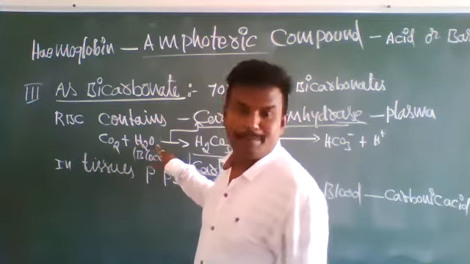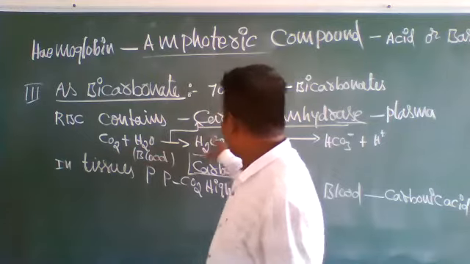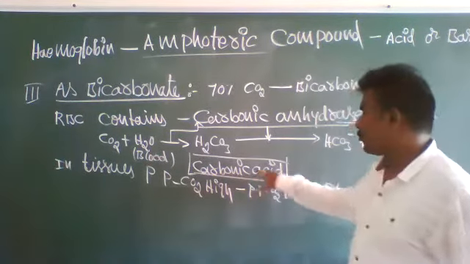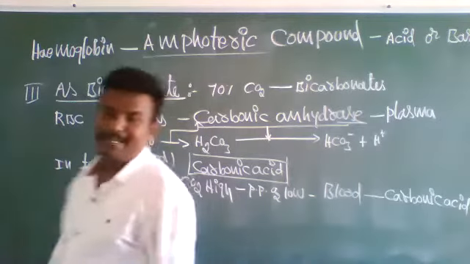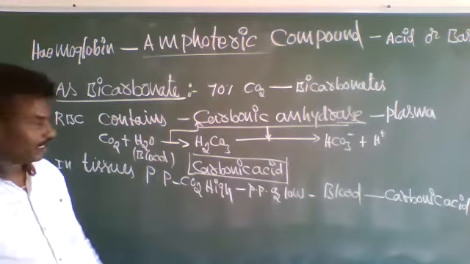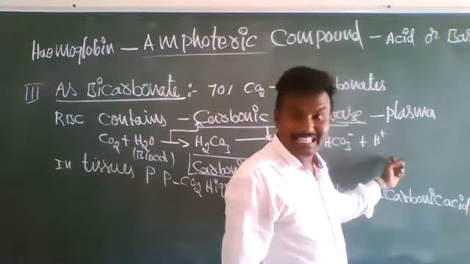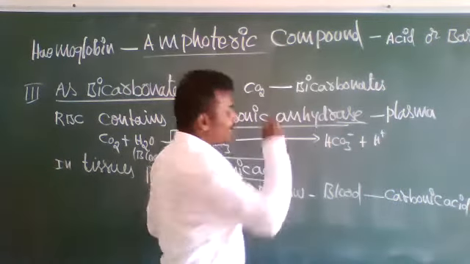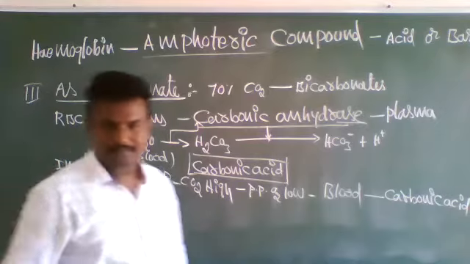In the blood, water will be present. So it will combine with water with the help of this enzyme and forms carbonic acid. This happens in the tissues. This carbonic acid is later converted into bicarbonate ion and H plus ion in the presence of carbonic anhydrase. This is what occurs in tissues.